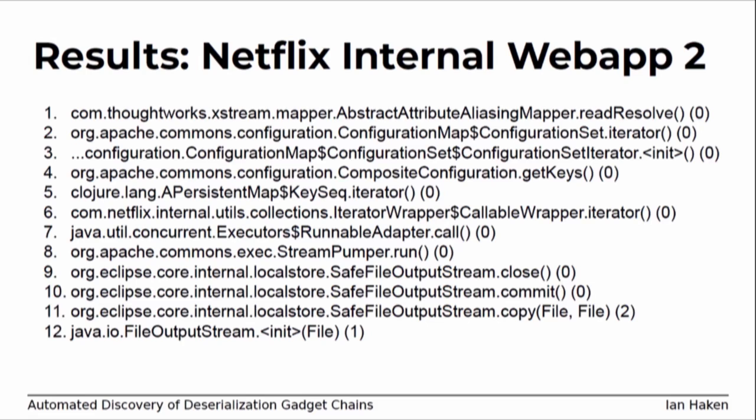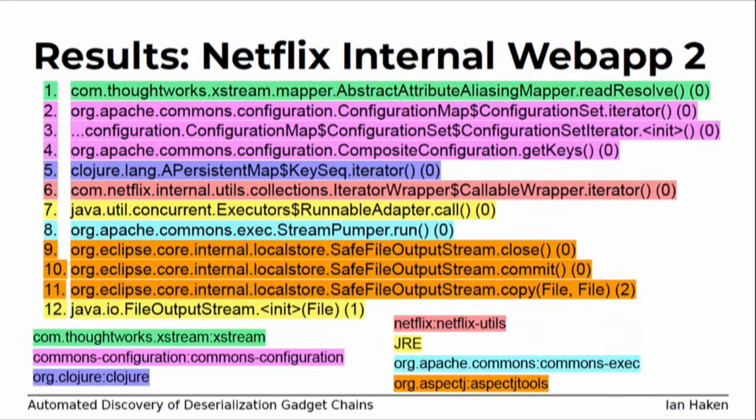And you can look at this really closely, but I feel like you don't really have to. The thing that's really interesting is just looking at the package names that are showing up here. So here I've highlighted the different dependencies that this gadget chain is flowing through. And if you count the app itself and the JRE, there's 7 different libraries involved in this gadget chain.